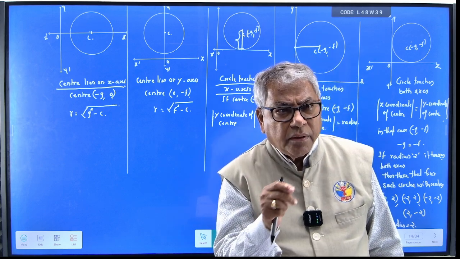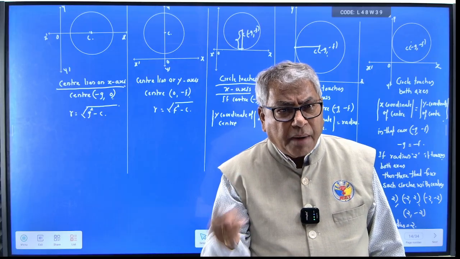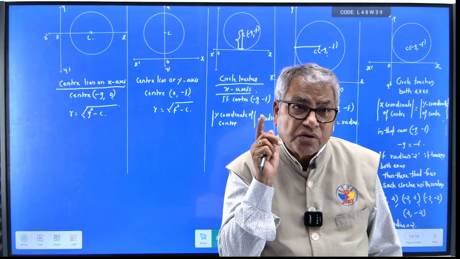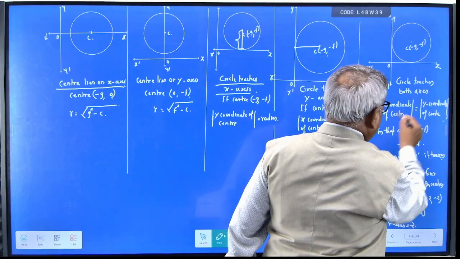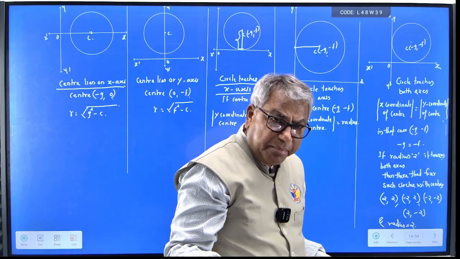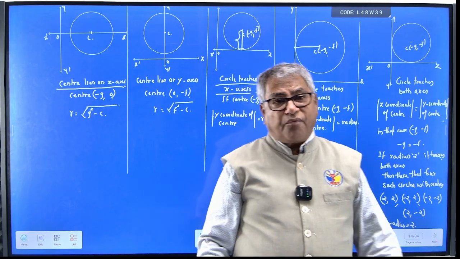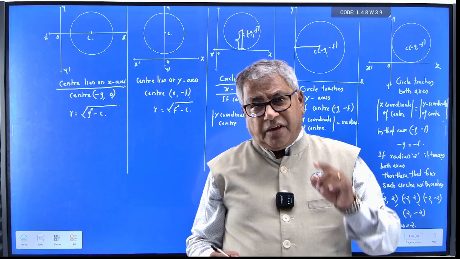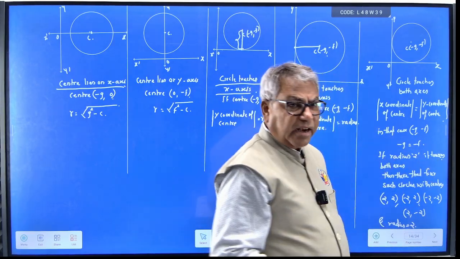2, 2; minus 2, minus 2; 2, minus 2; minus 2, 2, like this. Four such circles are possible there. The circle touches both axes, so the mod of the x coordinate and the mod of the y coordinate are the same. This is the radius. So the mod of the x coordinate of the center is equal to the mod of the y coordinate of the center, which is equal to the radius in that case.